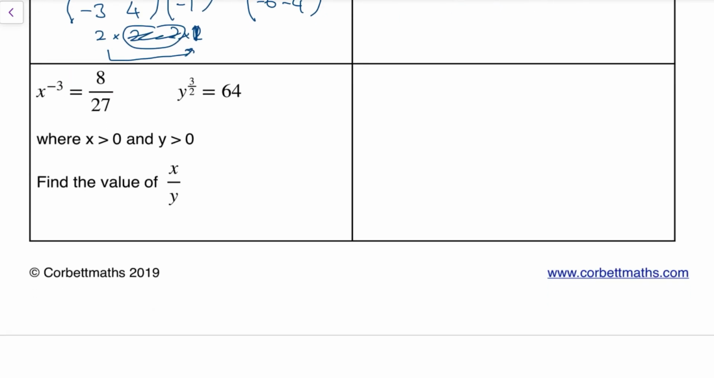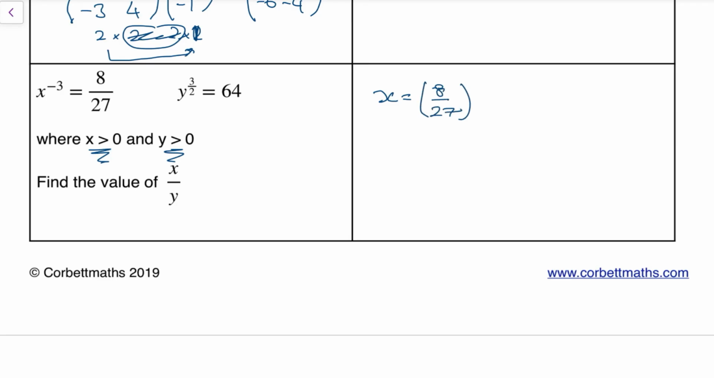Oh God, what do we have here? X to the minus 3 is this, Y to the minus 3 is this, where X is that and Y is that. Now this is important because it means I don't do the negatives. Find the value of X over Y. Okay, I'm just going to find the value of X and find the value of Y. Okay, X is equal to 8 over 27.